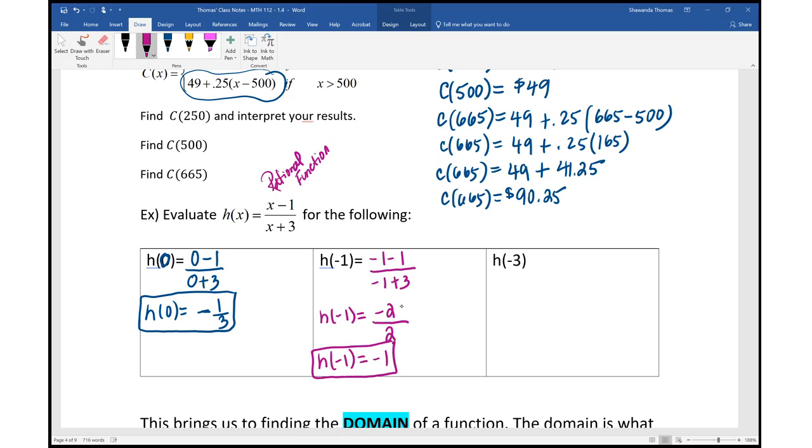What about h of -3? We're going to plug in -3. -3 minus 1 divided by -3 plus 3. H of -3 equals -4 divided by 0. So what is the conclusion? What is -4 divided by 0? Anyone knows the answer? It is not 0. It is undefined.